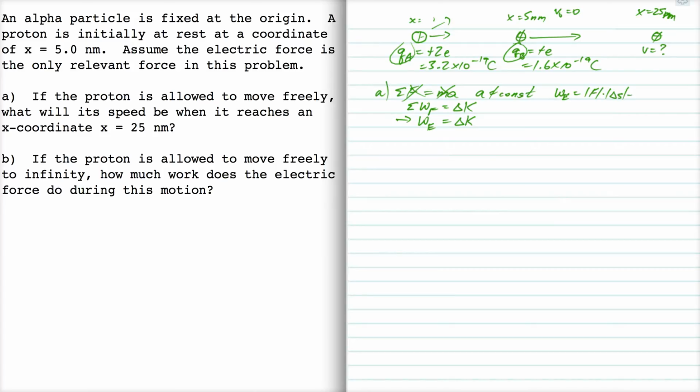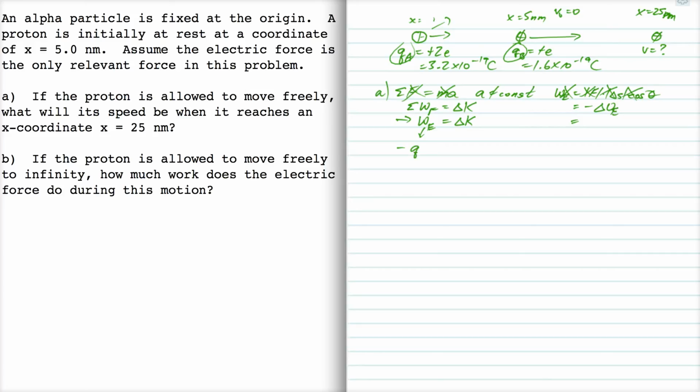The first way is F delta S cosine theta. Stop me if you've heard this before, but that's not possible in this problem because it's a non-uniform field. And this equation only works when you've got uniform fields. So I'm going to have to use minus the change in potential energy. Okay? So I'm going to replace this with minus Q delta V.